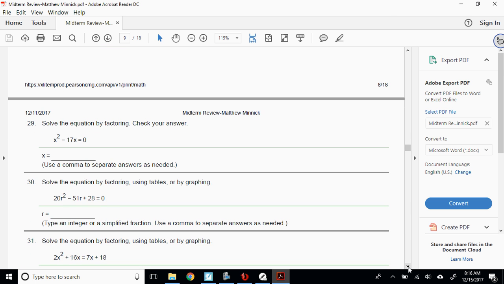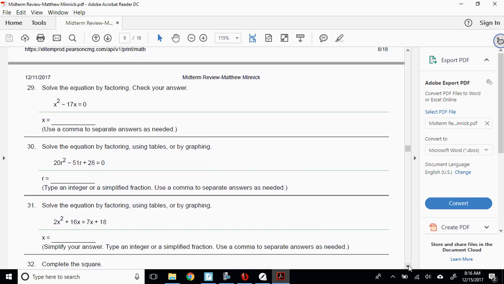29, common mistake people make. They forget that when you factor out a 0, that accounts for one answer. 29 factors into x times x minus 17. So the solutions are 0 and 17.